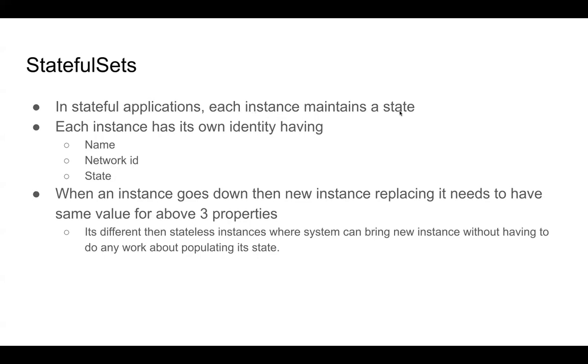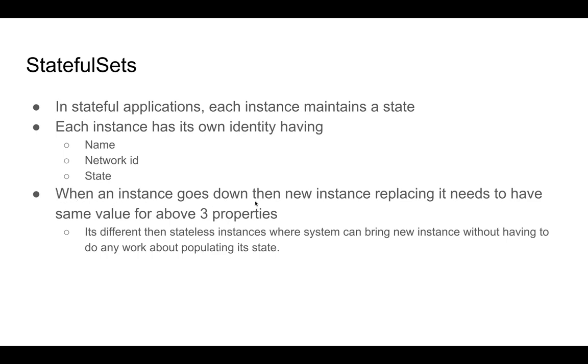Each instance means you have 3 replicas of your application deployed, and each replica is maintaining a state. Now each instance has its own identity. What does this identity consist of, and why do we need identity? First of all, this identity consists of the name, for example the host name, the network ID, and the state. State is obvious because each instance is maintaining its own state. Now, why do we need all 3? We'll discuss in the next slide. Actually, it's in the next line itself.